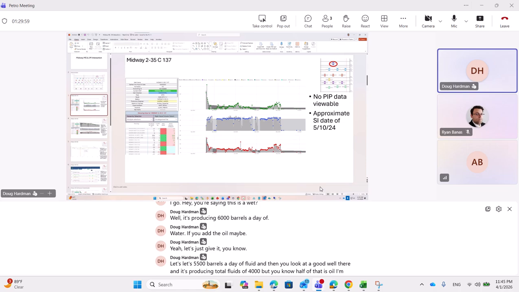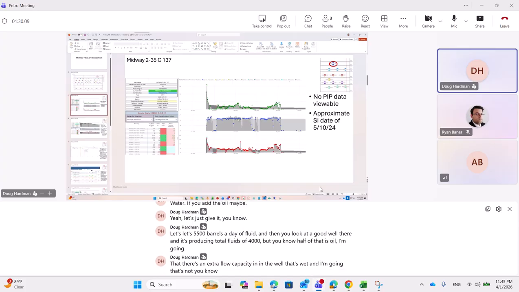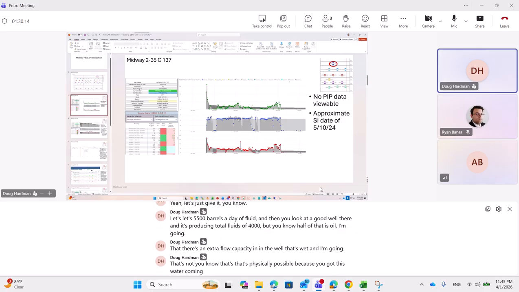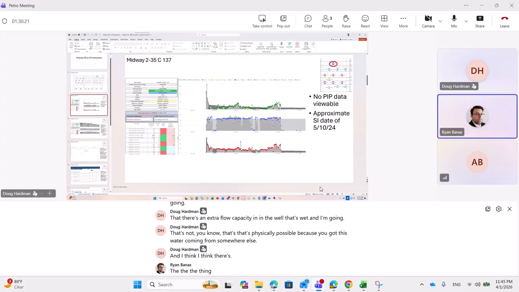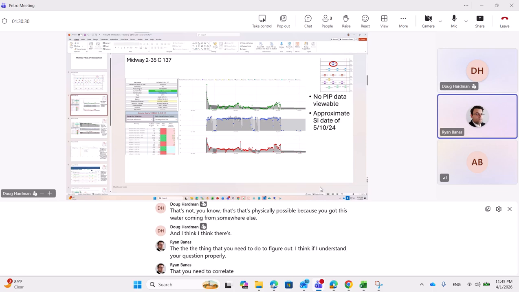I'm going, there's an extra flow capacity in the well that's wet, and that's not physically possible because you've got water coming from somewhere else. The thing you need to do, if I understand your question properly, is correlate or do some analysis to figure out what the flowing capacity of the well is.